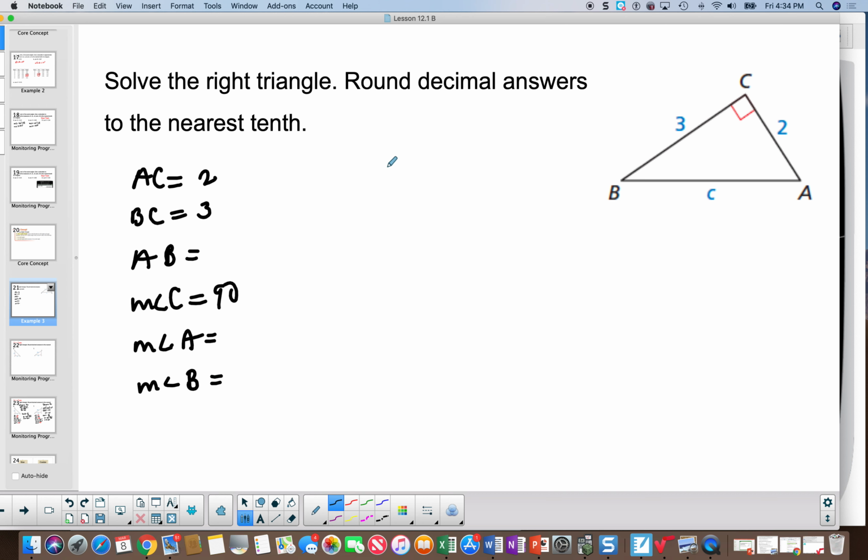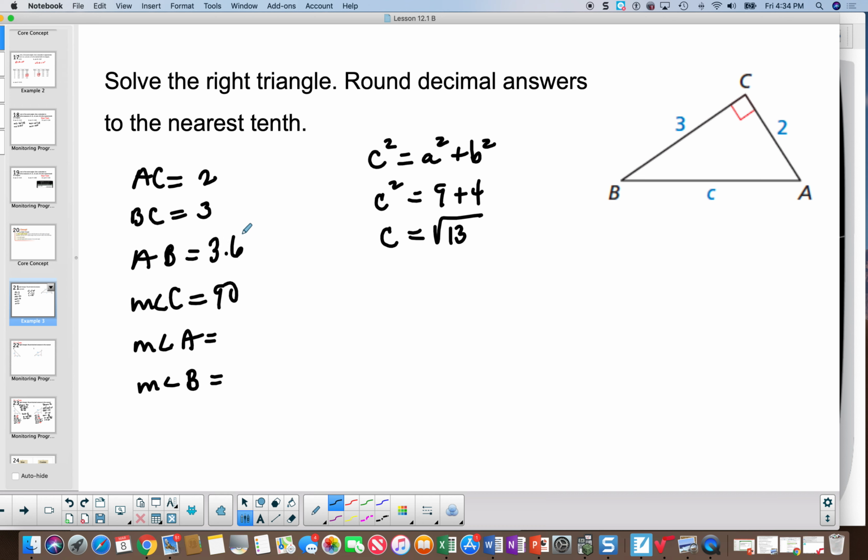So to solve for C, we can use the Pythagorean theorem. So we're going to do C squared is equal to A squared plus B squared. So C squared is equal to 9 plus 4. I'm just squaring in my head. So C is root 13. And it says to round to the nearest 10th. And so I'm going to take root 13, and that's going to be about 3.6.